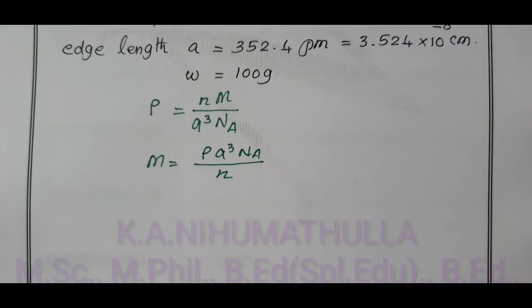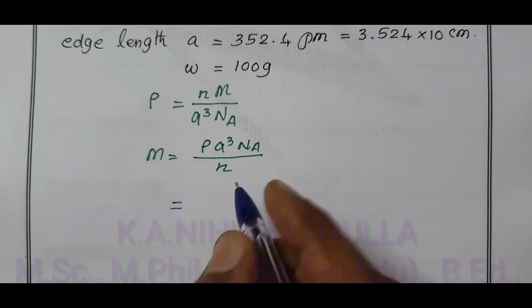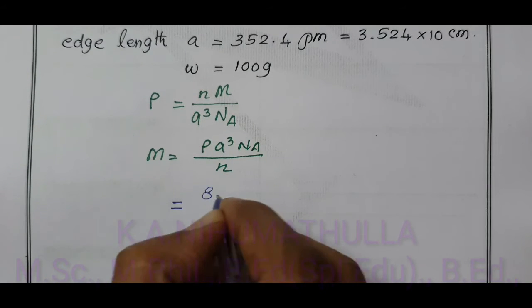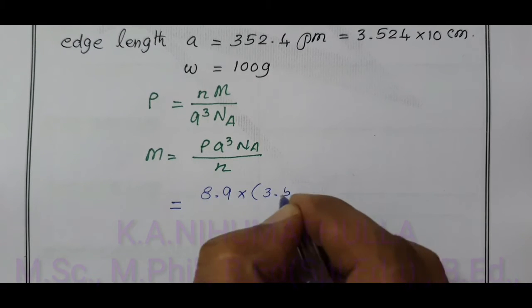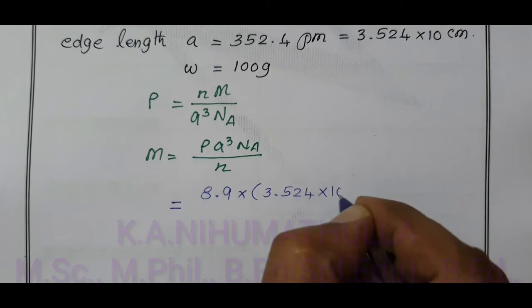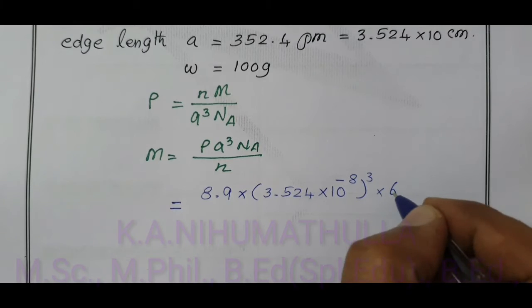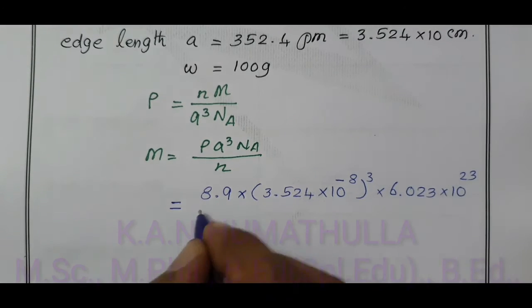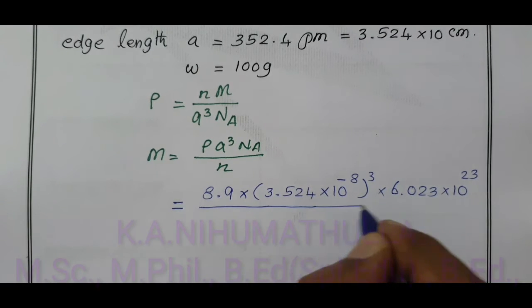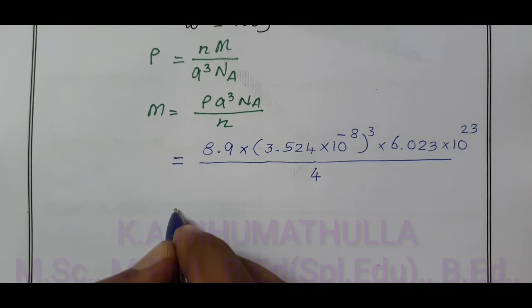Now I substitute all these values in this formula. How I am substituting? Listen. The density value given is 8.9 into a cube, 3.524 into 10 power minus 8 the whole cube, into Avogadro number 6.023 into 10 power 23, whole divided by the n value for FCC, equal to 4.